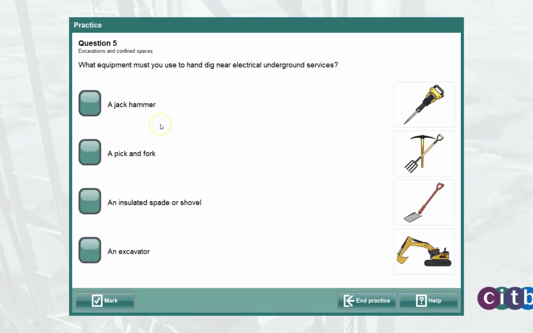What equipment must you use to hand dig near electrical underground services? A jackhammer, a pick and fork, an insulated spade or shovel, an excavator.